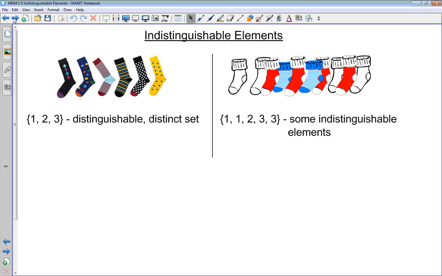In real life, our sock drawer looks more like this. We've got a bunch of white socks, a bunch of blue socks, a bunch of red socks. You can't tell these socks from one another. In particular, socks come in pairs, and you can't tell the left sock from the right sock most of the time. So these socks are what we call indistinguishable. Or numerically, we could have a set that consists of some numbers that are repeated a certain number of times.